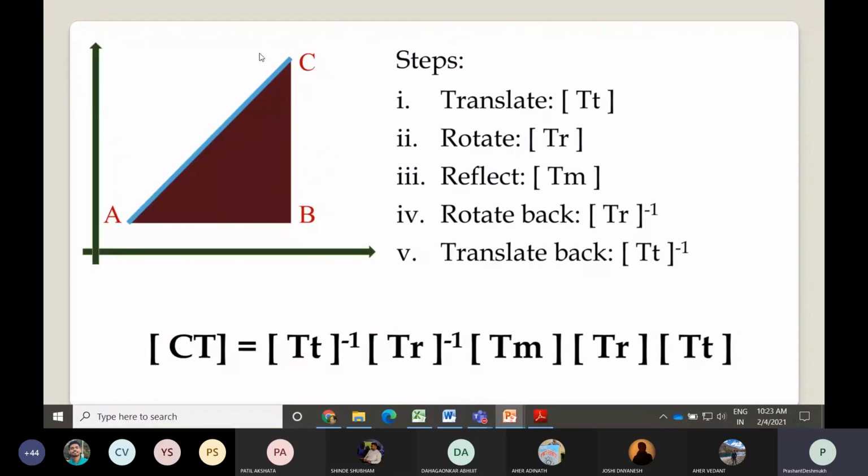Now, this is the total concatenated transformation matrix. As we know, sequence will be from right hand side to left hand side. Translation, rotation, then mirror. This is rotate back, that is inverse rotation, inverse translation. This will give you the concatenated transformation matrix for this operation. So 1, 2, 3, 4, 5 steps.